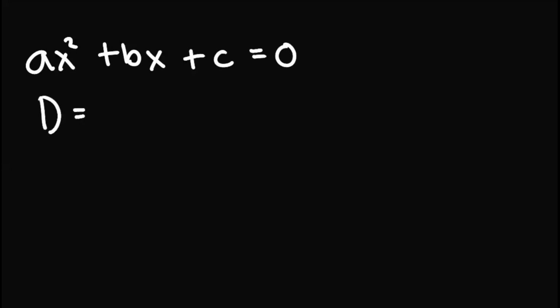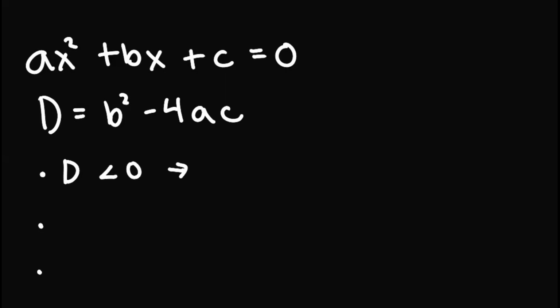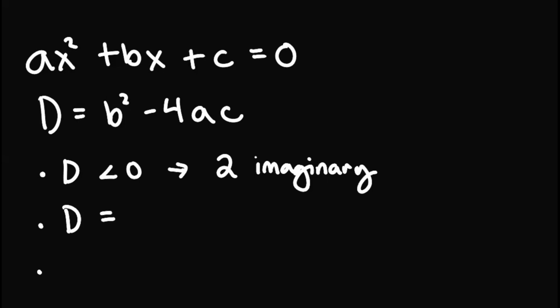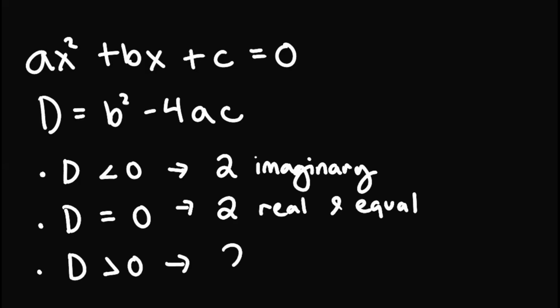Just as a recall, if we have ax squared plus bx plus c equals 0, the discriminant D is given by b squared minus 4ac. And we have three cases. If D is less than 0, then our roots are 2 imaginary. If D is equal to 0, then we'll have 2 real and equal roots. If D is greater than 0, then we'll have 2 real but distinct roots. So take note of these cases as we will be needing this in answering some examples.